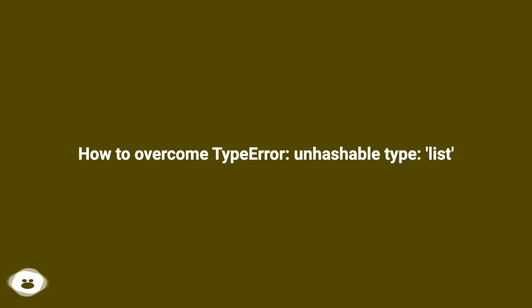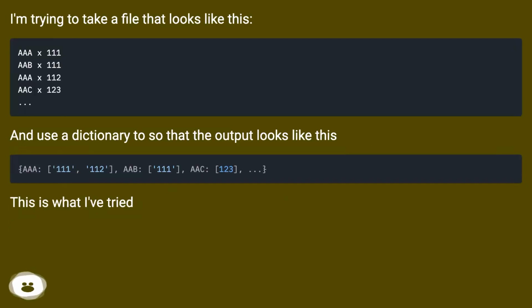How to overcome TypeError: unhashable type: 'list'. I'm trying to take a file that looks like this and use a dictionary so that the output looks like this.